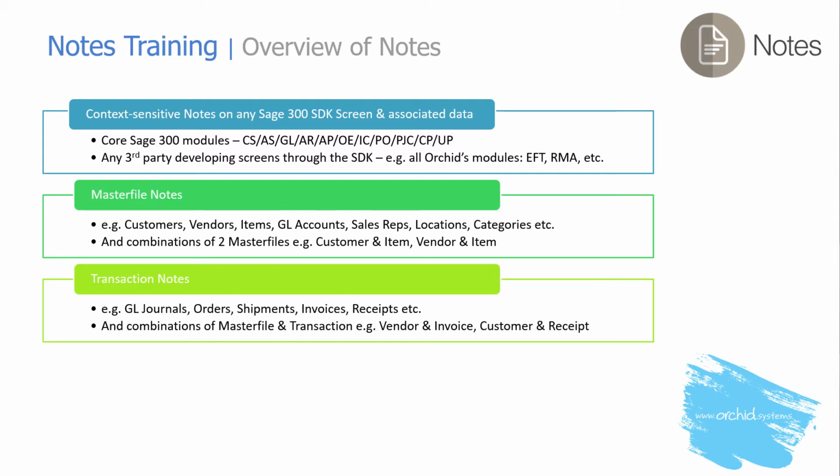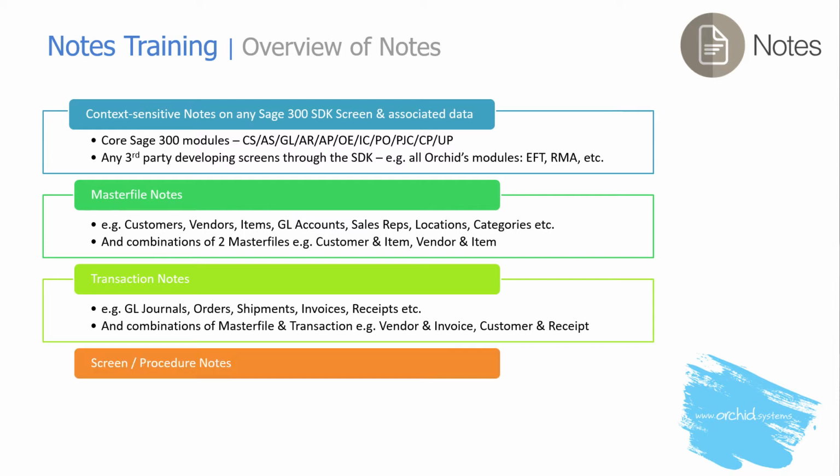You can also attach notes to transactions, for example, GL journal entries, orders, shipments, invoices, receipts. And you can also attach notes to a combination of a master file and a transaction number, for example, a vendor and the vendor's invoice, or a customer and the customer's receipt or purchase order.